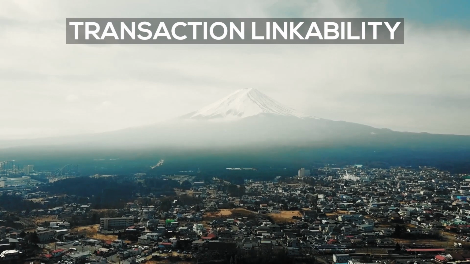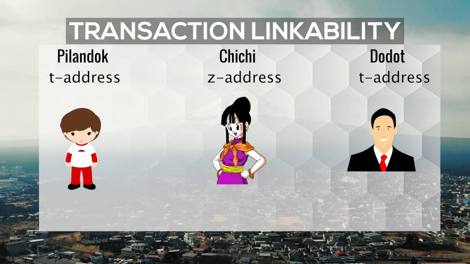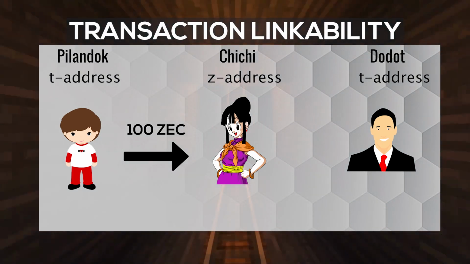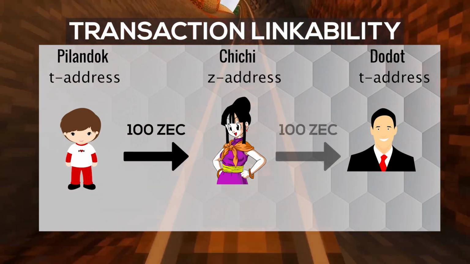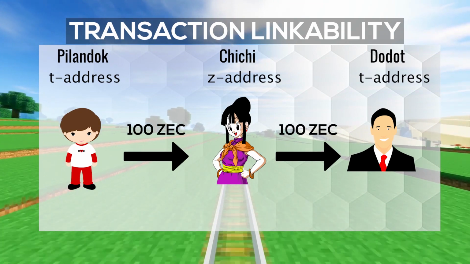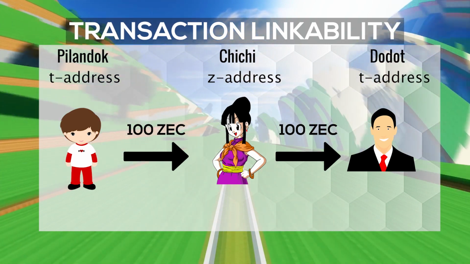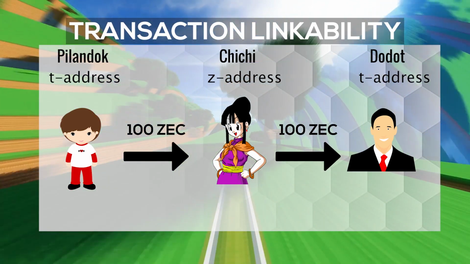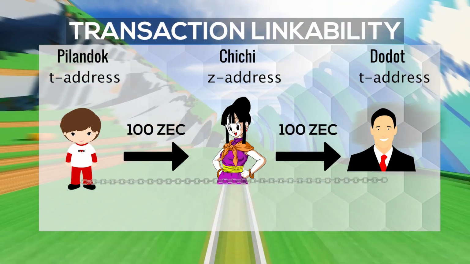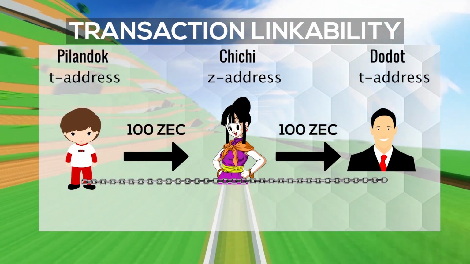Let's visualize it. Imagine a scenario where Pilandok, who has a transparent address, sends 100 Zcash to Chichi, who has a shielded address. But then Chichi sends the same full amount to Dudut. One might think that since Pilandok shielded his transactions when he sent them to Chichi, then he can't be linked to anyone. But since Chichi decided to send the full amount to Dudut, then there's a probability of Dudut and Pilandok being linked, which makes the whole point of using Chichi to unlink them pointless, right?